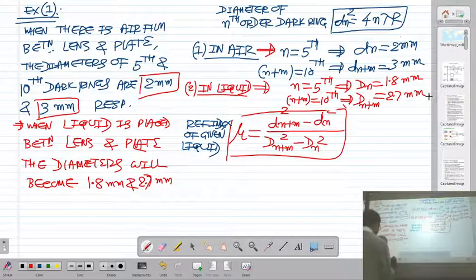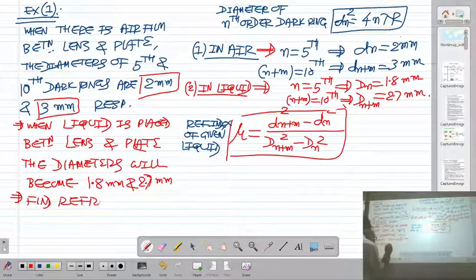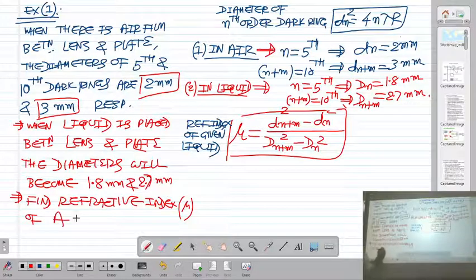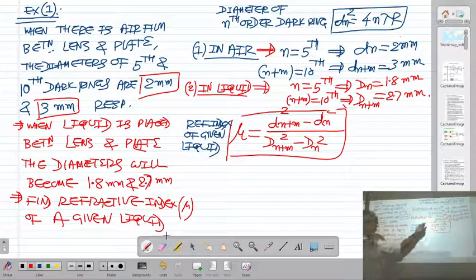Find the refractive index mu of the given liquid. Okay, so we have to use the equation of refractive index which we have just obtained.